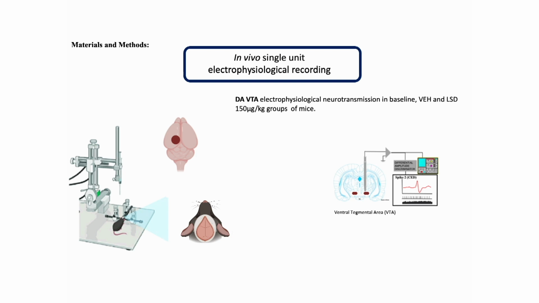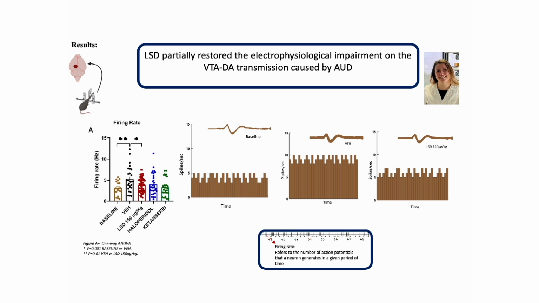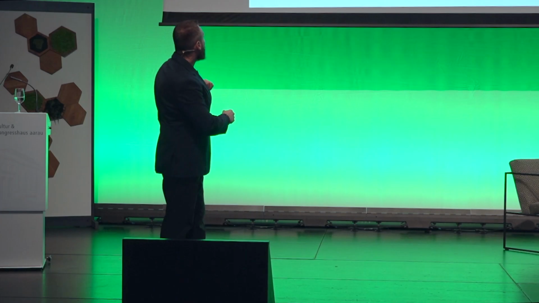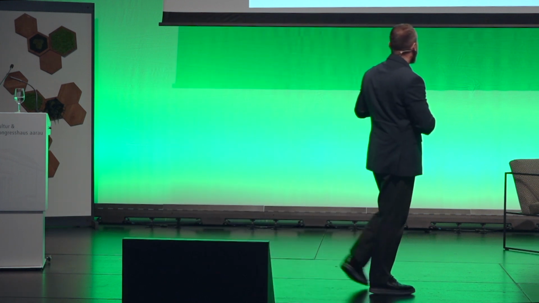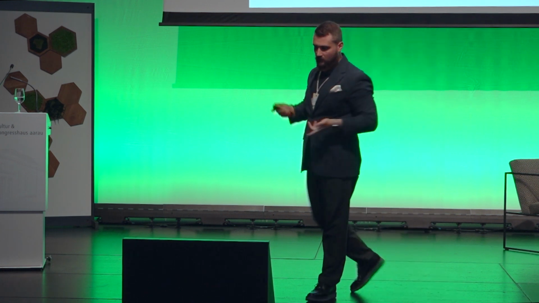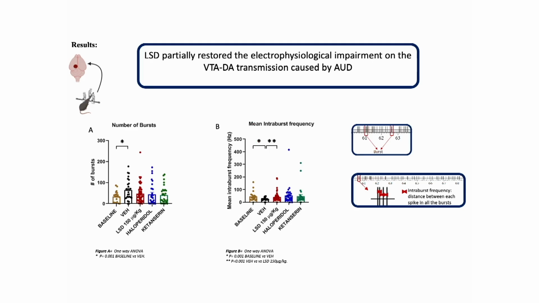Then we decided to perform electrophysiological recordings of the dopaminergic neurons in the ventral tegmental area. So what happens in animals following chronic alcohol consumption? Compared to the naive animals that were not drinking, we have an enhancement of the neuronal activity of dopaminergic neurons, and LSD totally normalized it. It seems that at least for the neuronal activity, neither the D2 receptor nor the ketanserin receptor were involved. There is something more complicated going on.